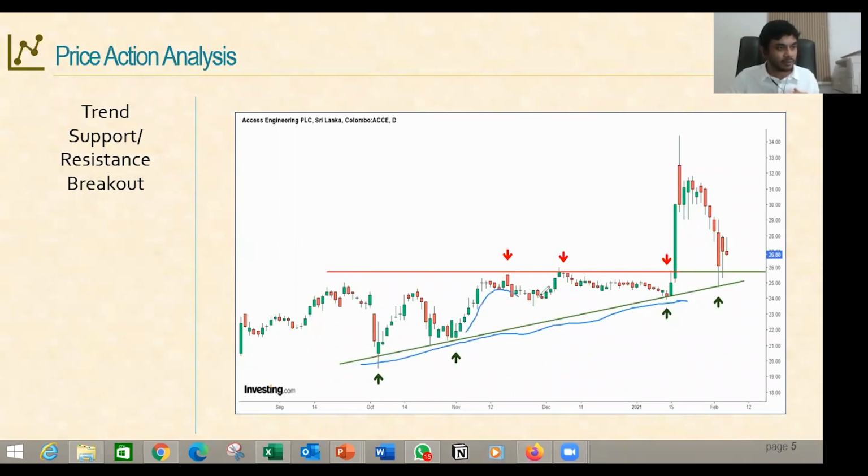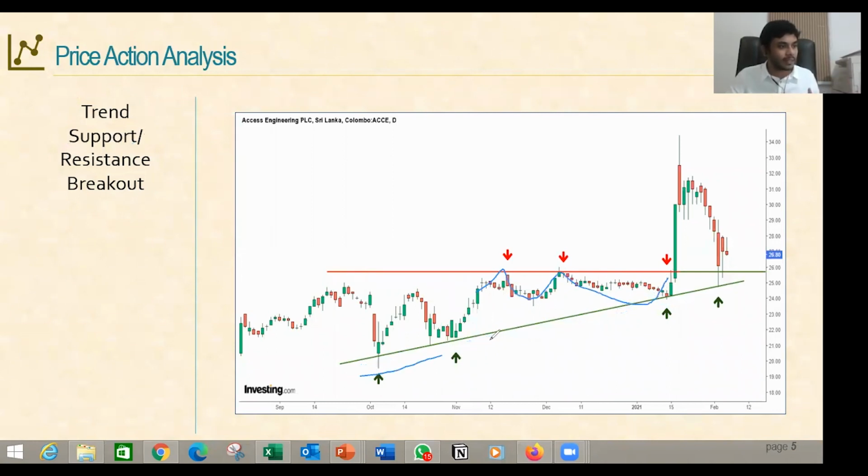And in future, you can see this reference trend support point is acting as a support. So this is an example of trend support. And also you can see a breakout, where at this particular level, the 25, 26 region, we can see there is some resistance for the particular stock, Axis Engineering.